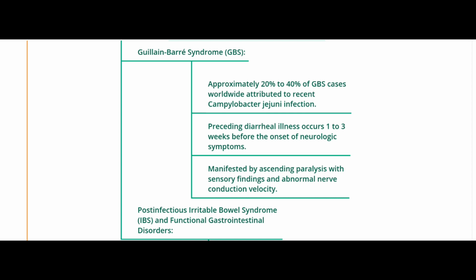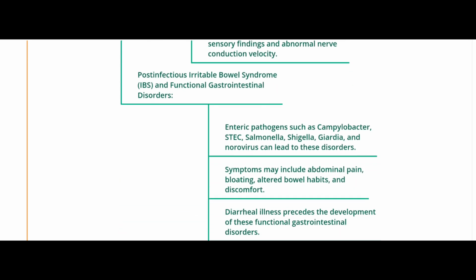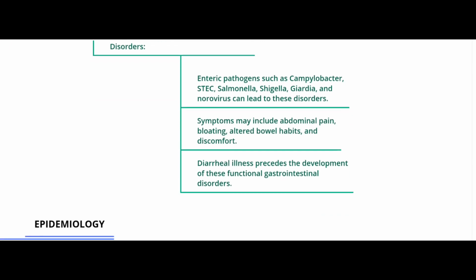long-term disease and disability. We can have post-infection IBS and functional gastrointestinal disorders. This is especially with enteric pathogens such as Campylobacter and STEC, Salmonella, Shigella, Giardia, and norovirus. These symptoms may include bloating, abdominal pain, altered bowel habits, and discomfort, and the development of functional gastrointestinal disorders is preceded by diarrheal illnesses.